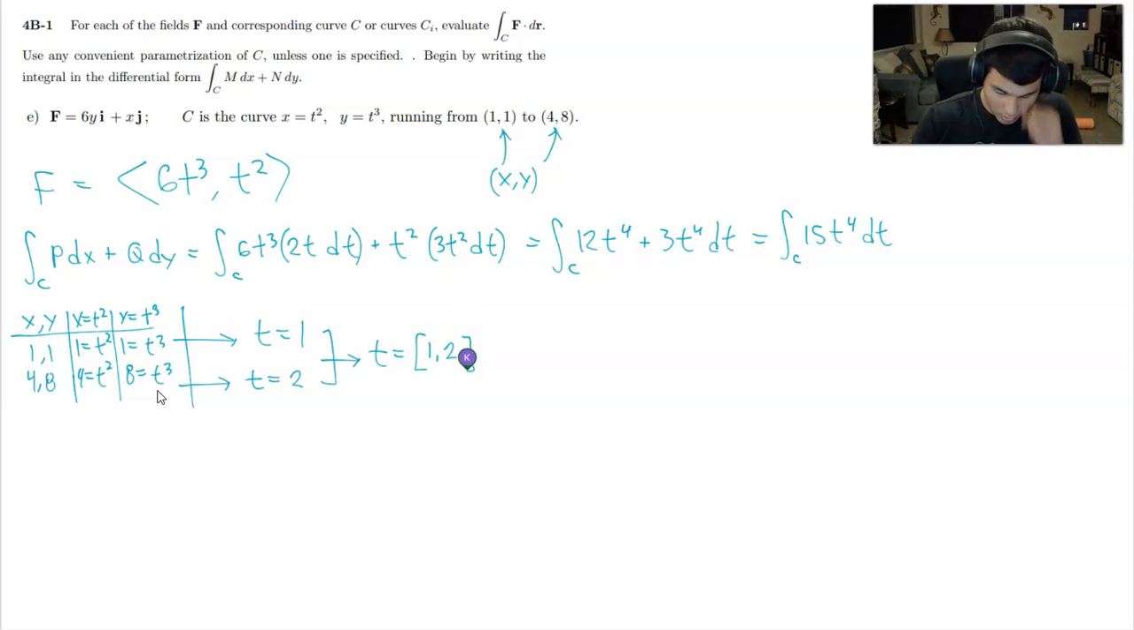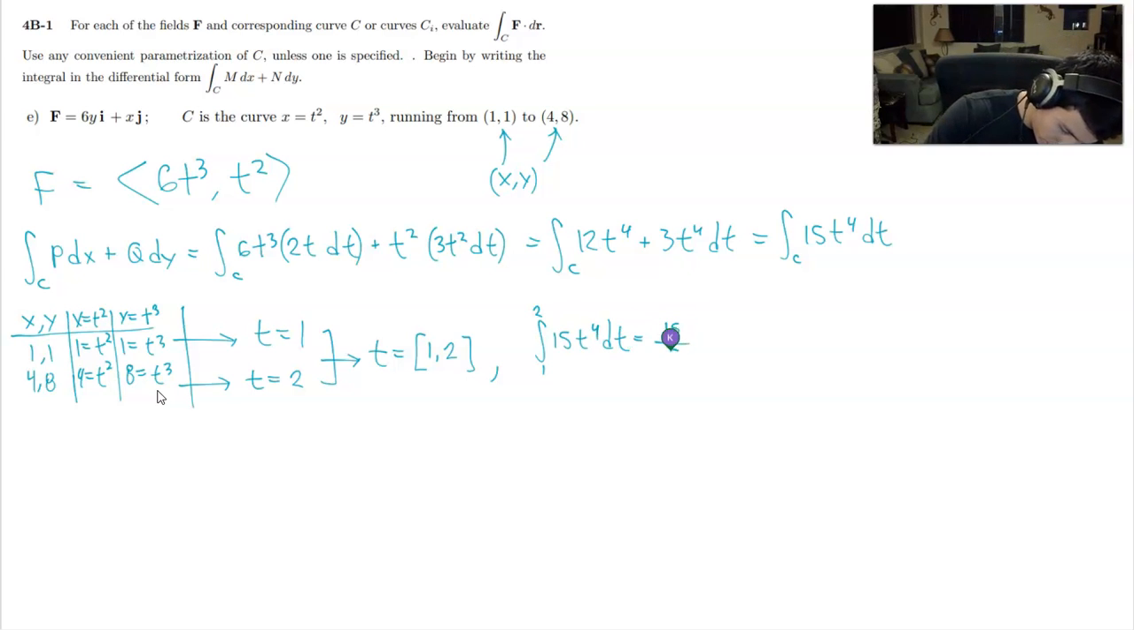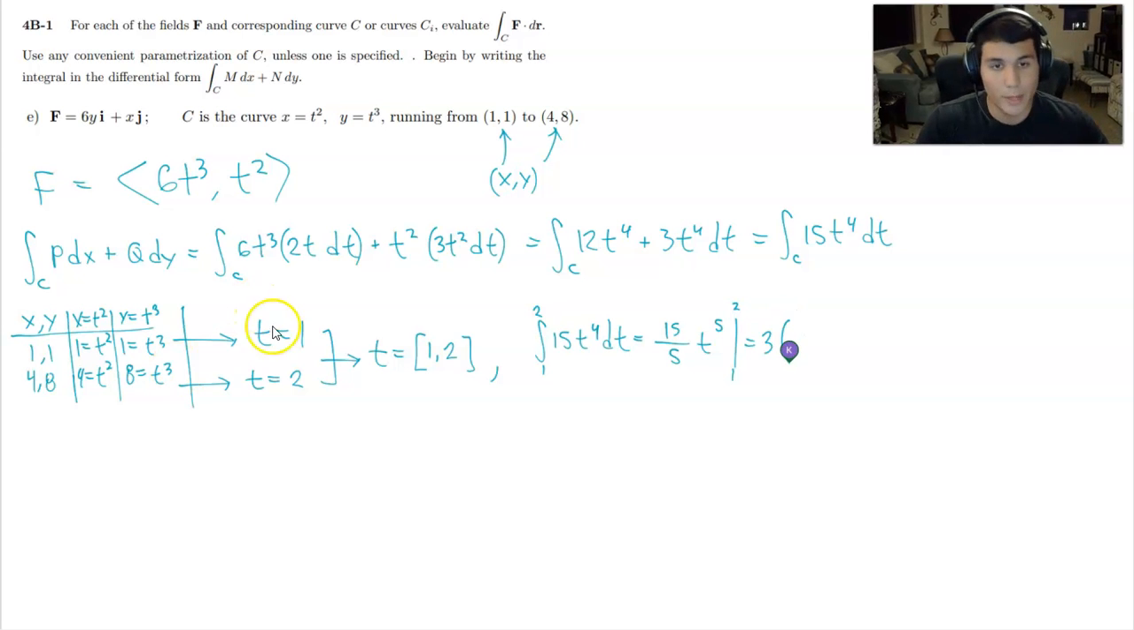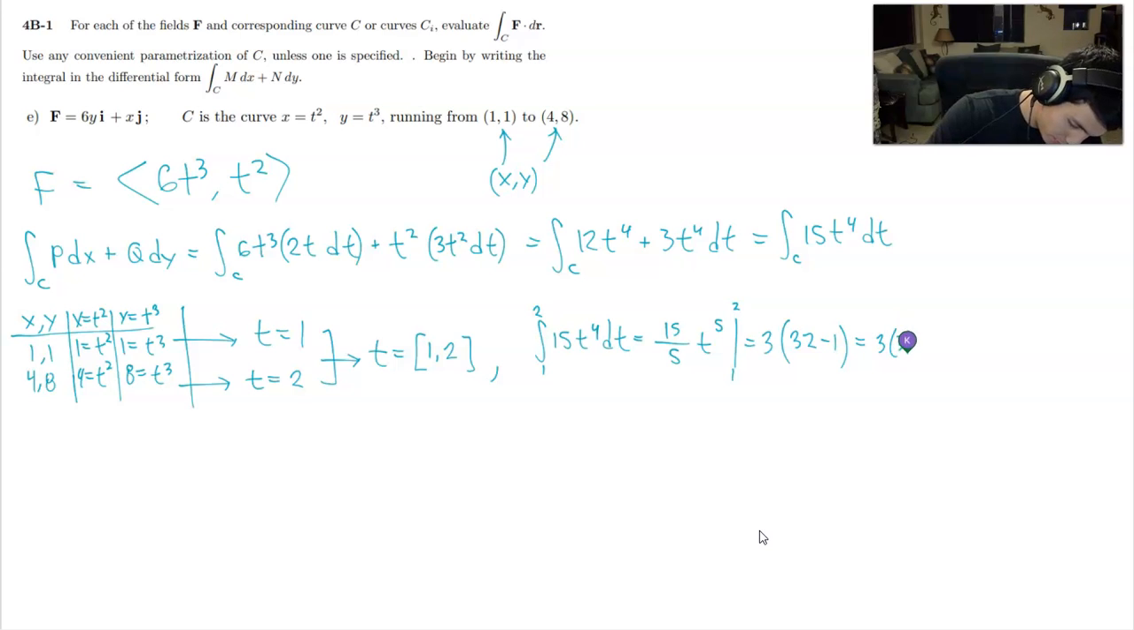So now we can actually complete our integral, which is the integral from 1 to 2 of 15t to the 4 dt, which turns into 15 over 5 t to the 5 from 1 to 2, which, as you know, is 3. Now 2 to the power 5 is 32, and 1 to the power 5 is 1. Well, this is 3 times 31, which is 93. That's all we had to do.